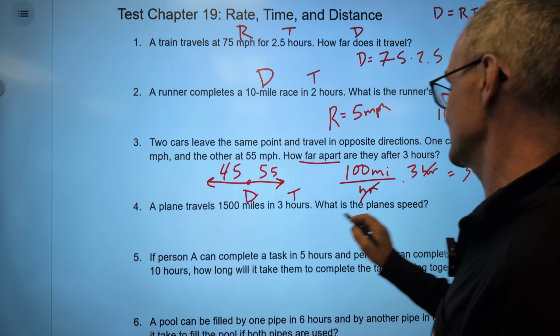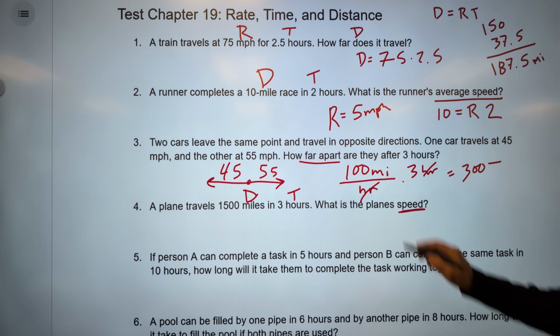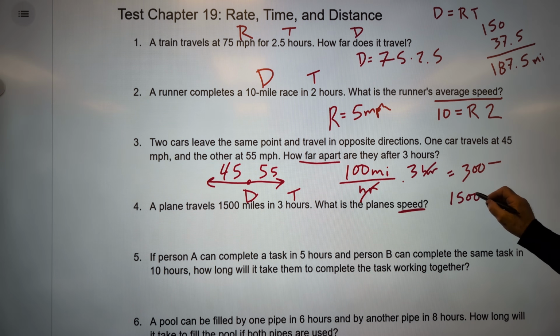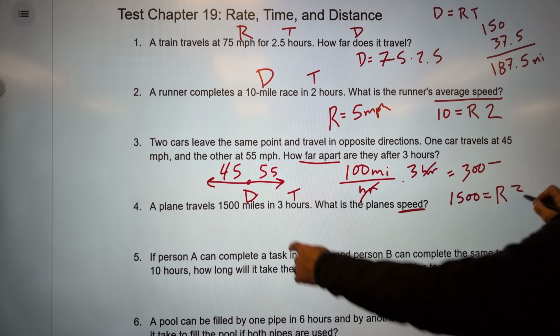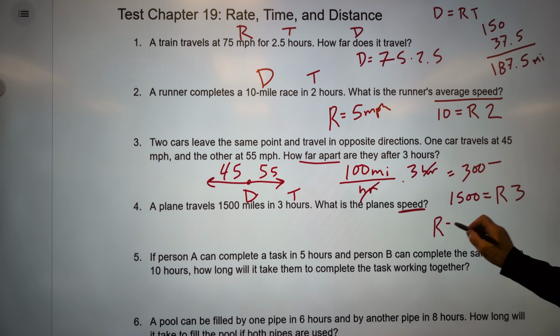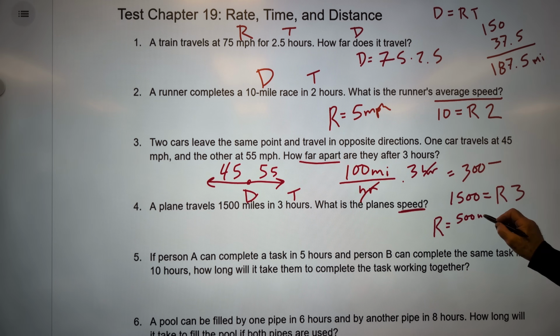Number 4, a plane travels a distance in a time. That's a D. In a time, what is the plane's speed? That's a rate. So distance is equal to rate times the time of 3. I divide both sides by 3 to get a rate of 500 miles per hour.